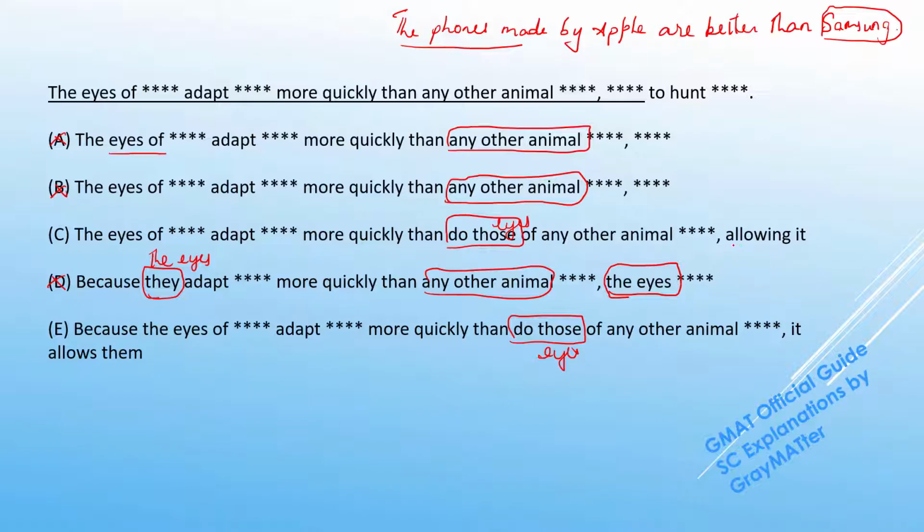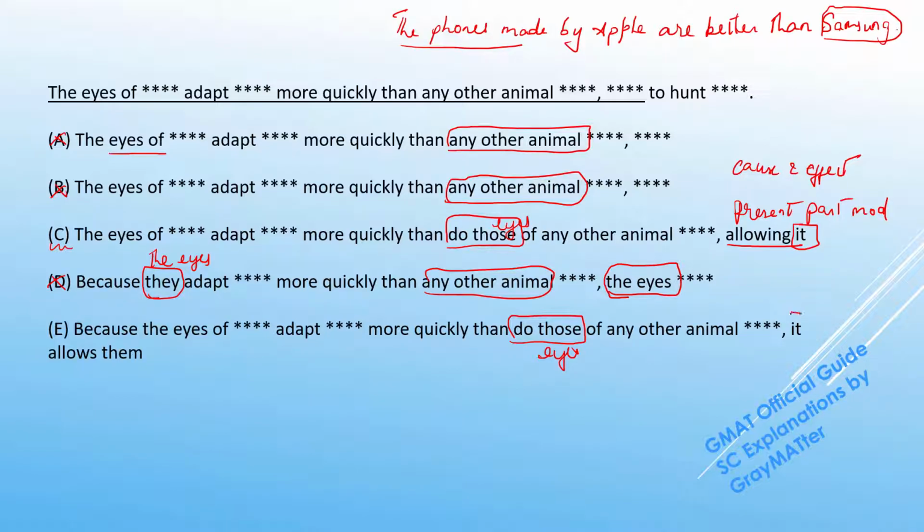The difference that we can see here is in C, after the clause, we have a comma followed by a present participle modifier. And this it is obviously referring to the seal, allowing the seal to hunt. I have discussed this present participle modifier construction in many questions before, and just like many other questions, this is indicating a case of cause and effect in which, because the eyes of the seal adapt more quickly, the eyes allow the seal to hunt more effectively. So this cause and effect relationship perfectly works, this construction perfectly works. We can hold on to C.